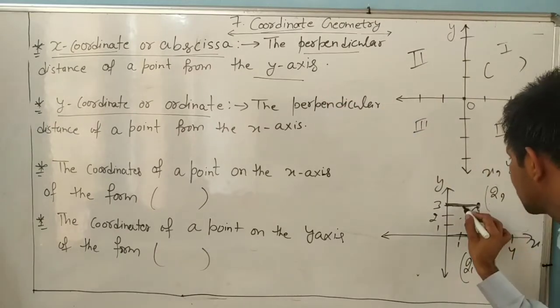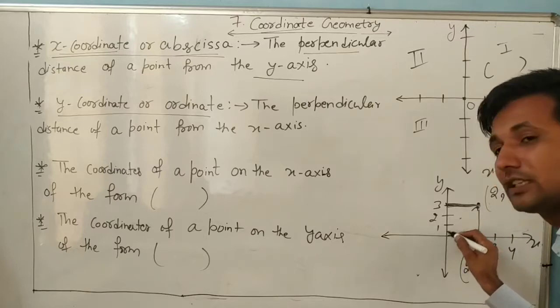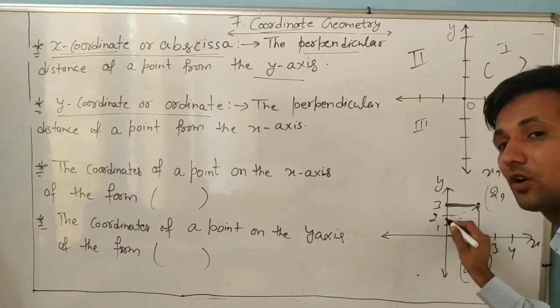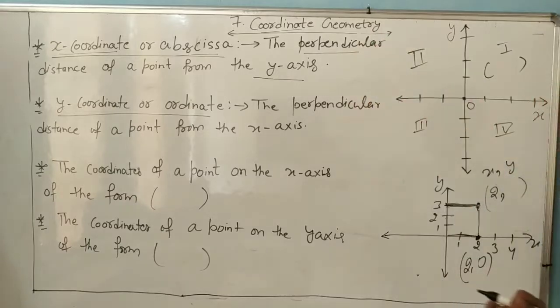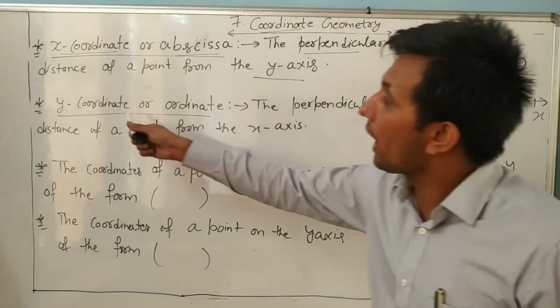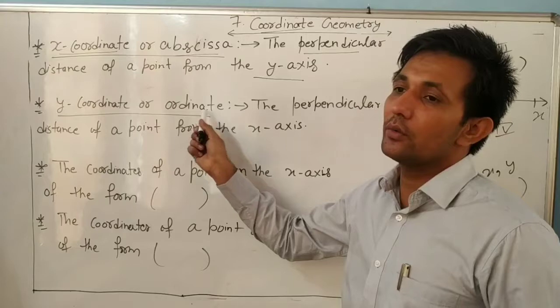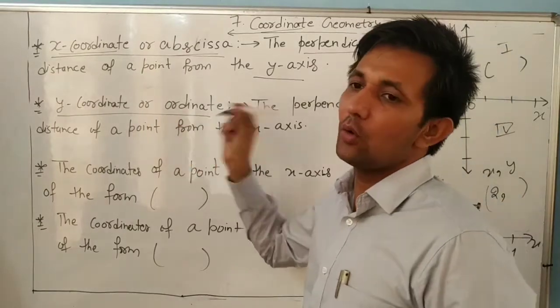And we will see only the perpendicular. Perpendicular means it is a straight line, not like this one. That is also a distance, but we will always see the perpendicular distance. Next is the y coordinate, or ordinate. The y coordinate we can also call the ordinate.